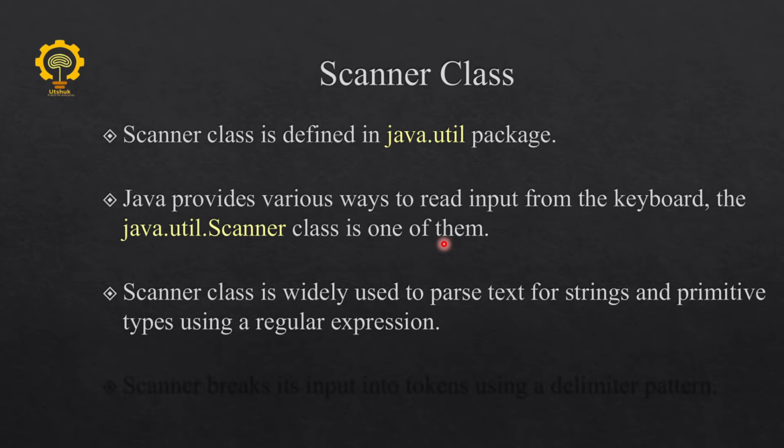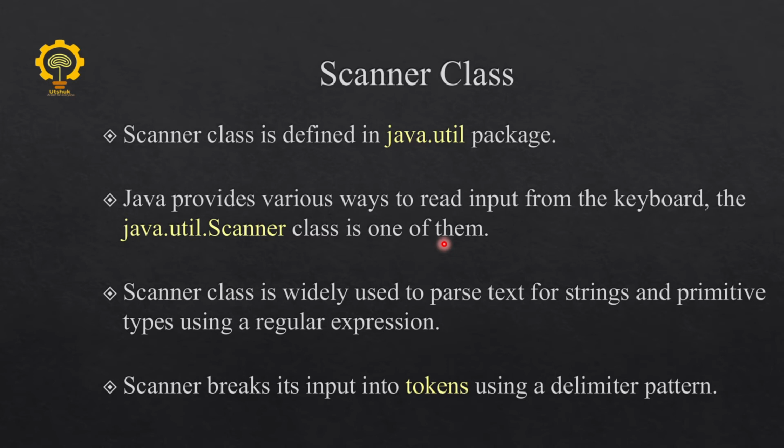Many primitive data types have been introduced in Java, and we have previously discussed primitive and non-primitive data types. So the scanner class is widely used to parse text for strings and primitive types using a regular expression. It takes the input from the user as a string value, integer value, or other primitive type value, and uses the regular expression to parse it. Scanner breaks its input into tokens using a delimiter pattern.